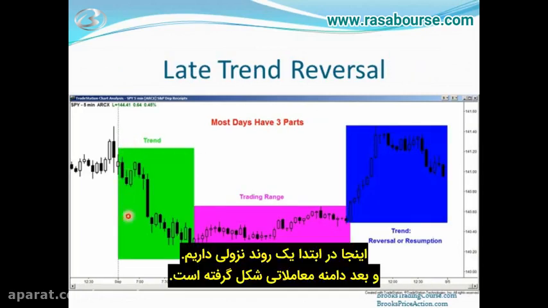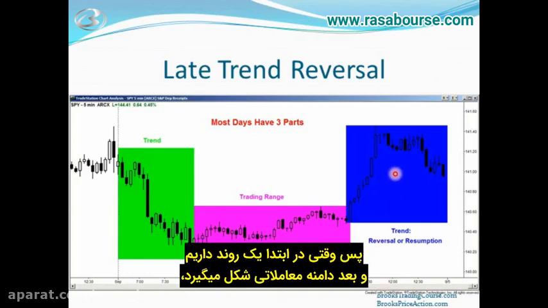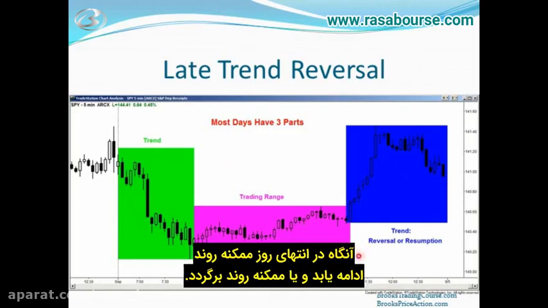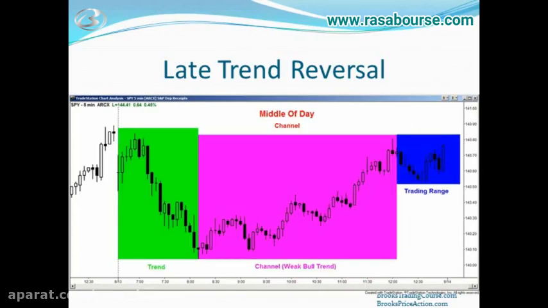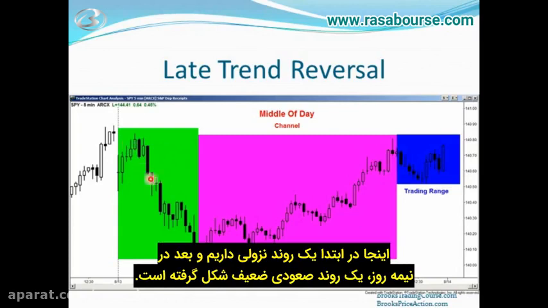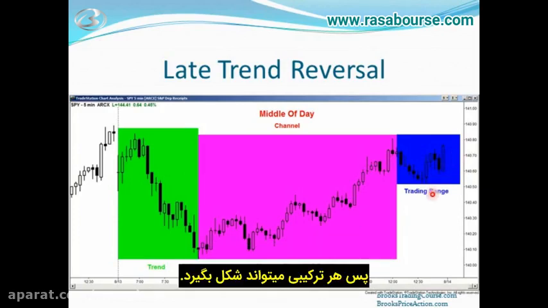Okay, here's an example where we have a bear trend initially, and then a trading range. Instead of resumption of the bear trend into the close, we have a reversal. So when you have that initial trend and then a trading range, it can either lead to trend resumption or a trend reversal, as we have here. Here we had a bear trend and then a bull trend, a weak bull trend in the middle, and then the end of the day ended up with a trading range. So pretty much any combination can develop.